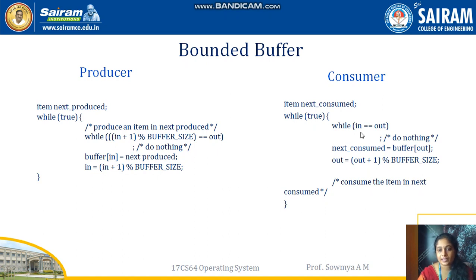So the consumer has consumed the data while the producer was waiting. When the producer was producing the data, the consumer was waiting. This is how the producer consumer problem for a bounded buffer is solved.